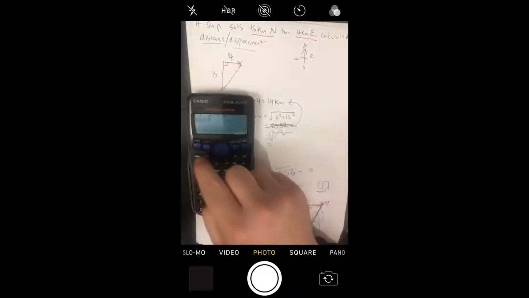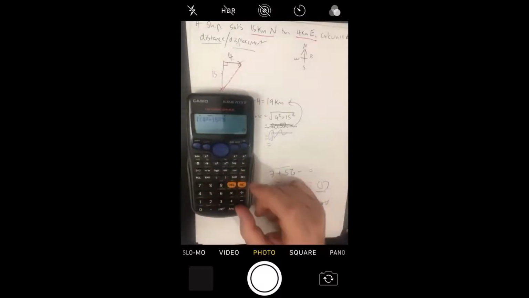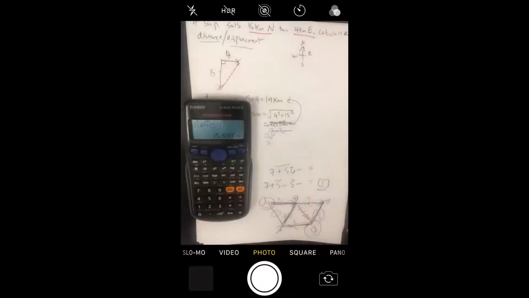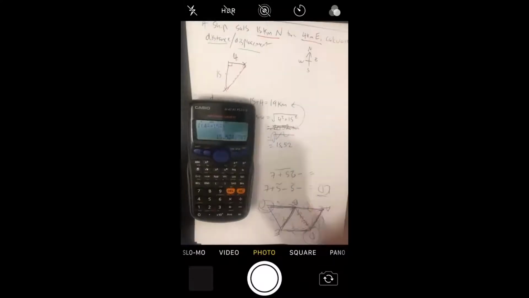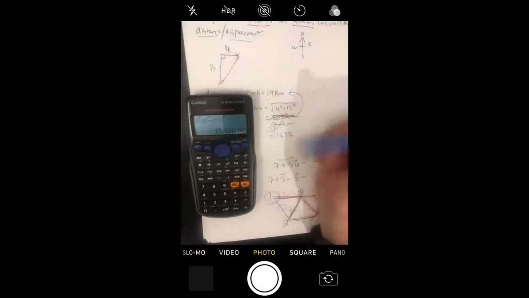The square root of 4 squared plus 15 squared. I just started to look at it. That doesn't look right. Now 15.52, that looks a bit better. Okay, 15.52. It's a bit longer than this side here, so yeah, okay, kilometers.